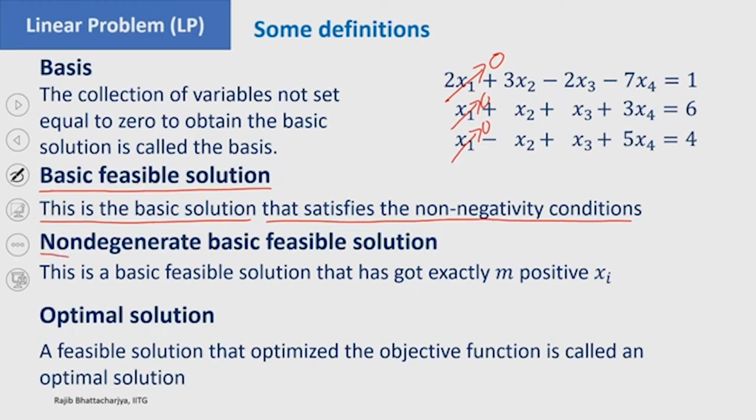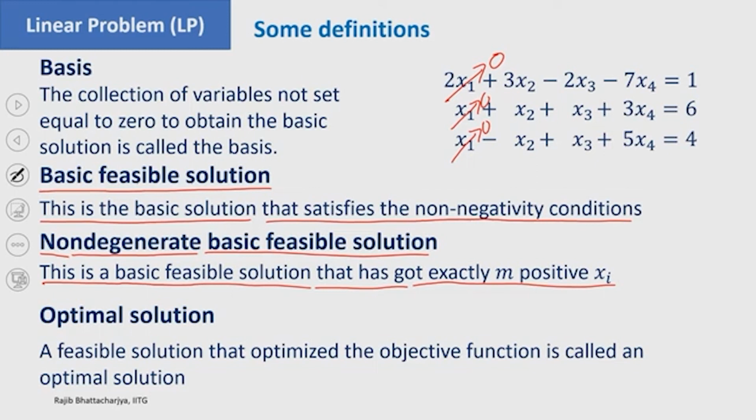Next is non-degenerate basic feasible solution. So, this is a basic feasible solution that has exactly m positive x_i. So, in that case we will call it a non-degenerate basic feasible solution. We will discuss this when we solve the problems.